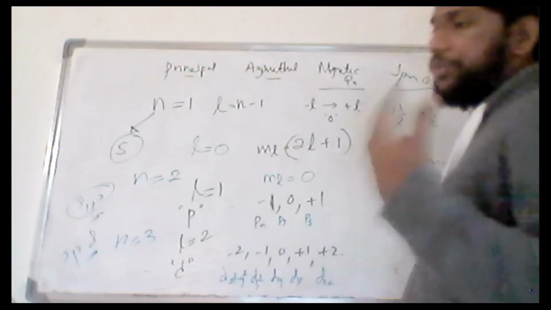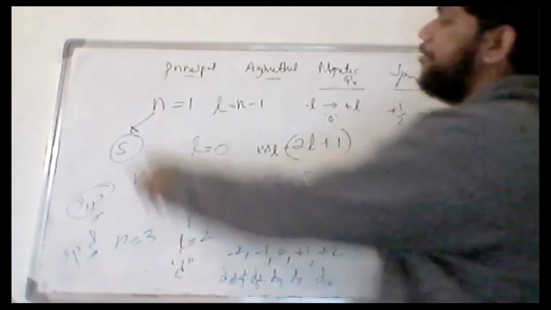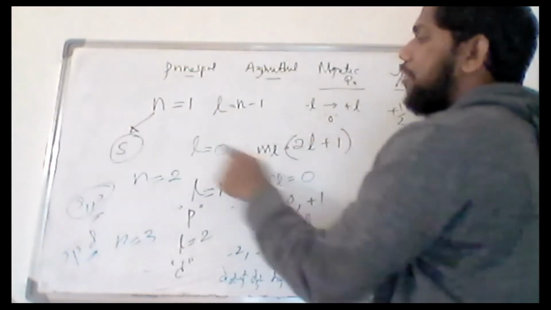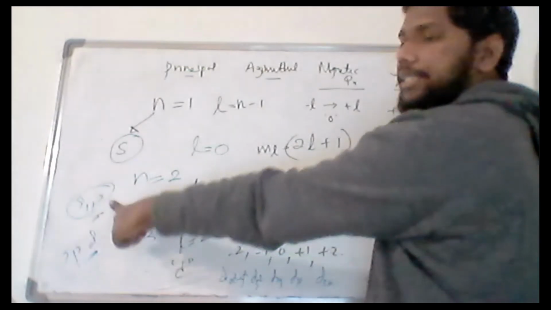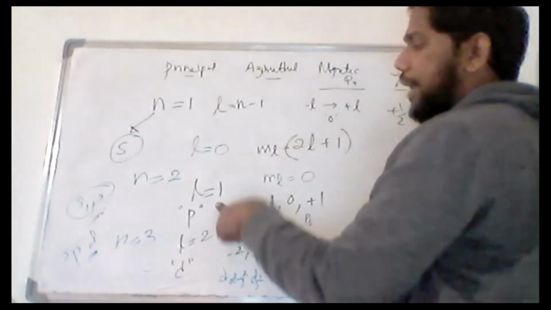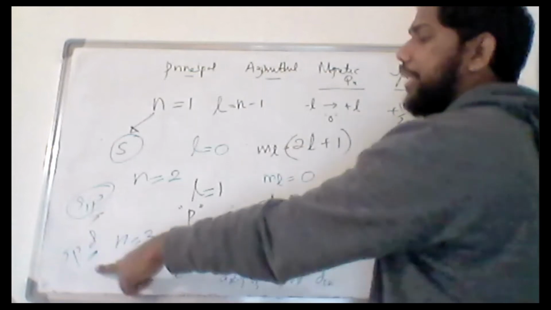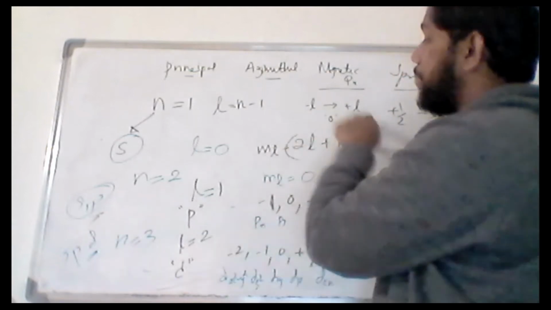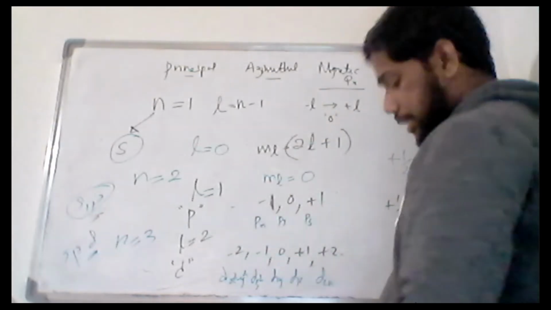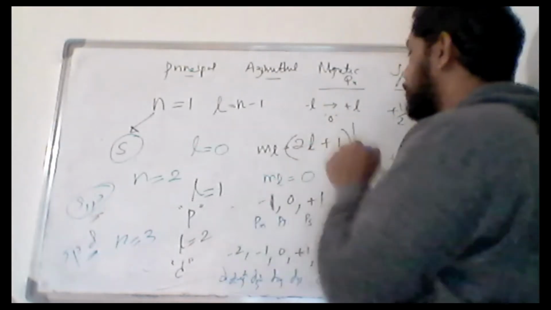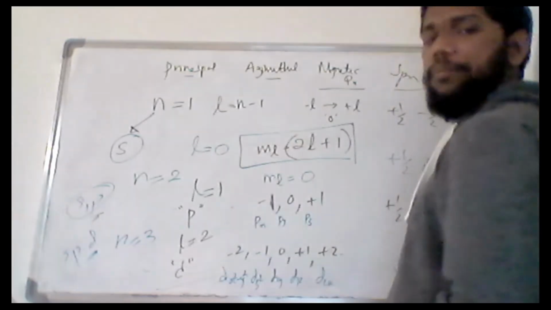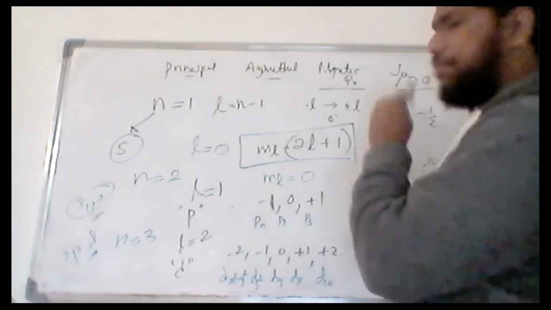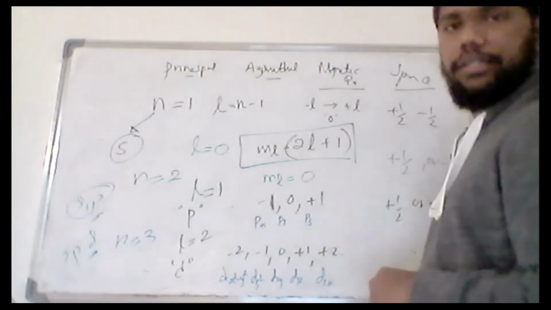So the idea that you should know is, if you are considering an S electron, L will be 0. If you are considering a P electron, L will be 1. If you are considering a D electron, L will be 2. Okay. Then based on that, you can consider this. This is an important equation that you should know. The number of ML values will be equal to 2L plus 1. And these plus half or minus half based on the electron that you check.